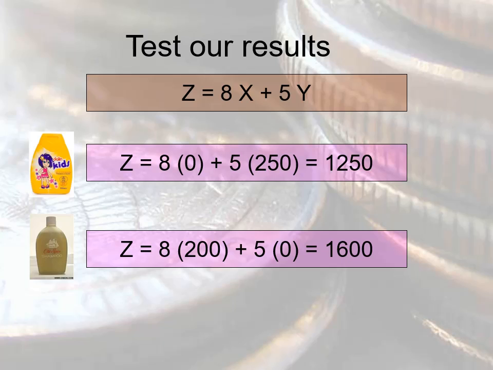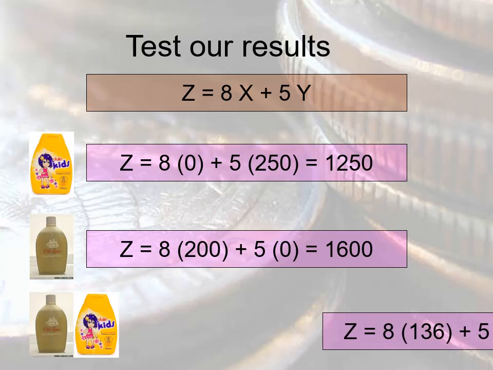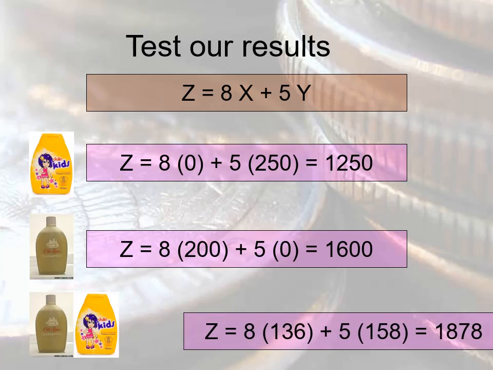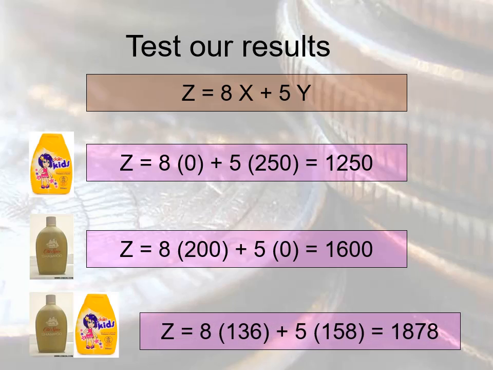Let's right now test the profit from producing both of them with the numbers that we got earlier. So z equal to 8 multiplied by x, the adult shampoo 136, plus 5 multiplied by the number of kids shampoo 158, and all of that equal to 1878. And this number is more than the profit that could be achieved if we produce only adult shampoo or only kids shampoo.